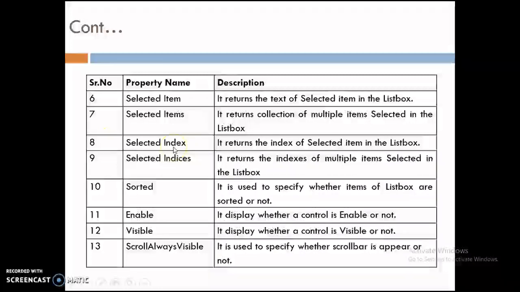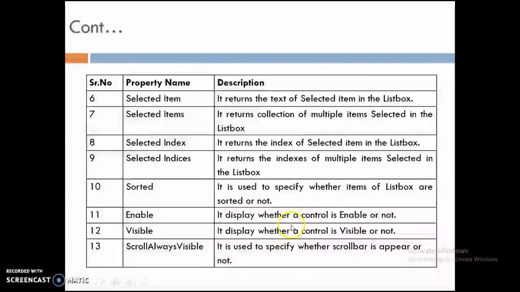Then SelectedIndex. Each and every item in the list box has an index, starting with 0. Whenever user selects any item, then its related index is displayed using the SelectedIndex property. And if user selects multiple items, then multiple indices are returned by the SelectedIndices property. Then Sorted. It is used to specify whether items of list box are sorted or not. This property has the value true or false.